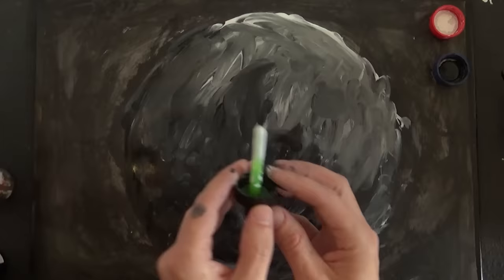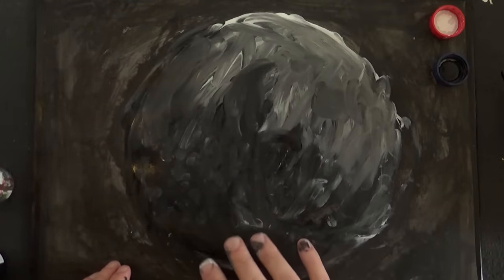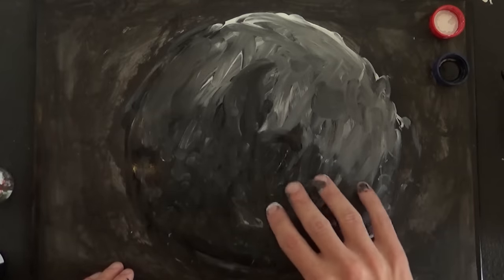I wonder if I can have just a little white on my finger to make it look like the heavily cratered, old cratered area.